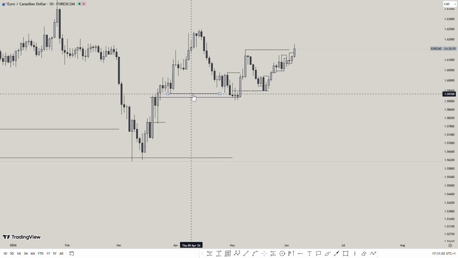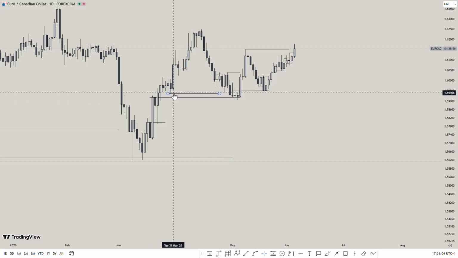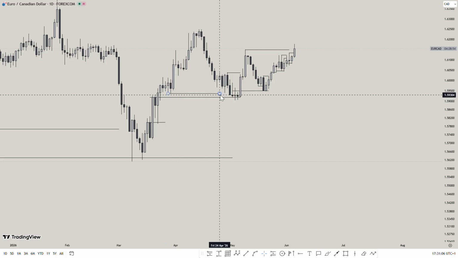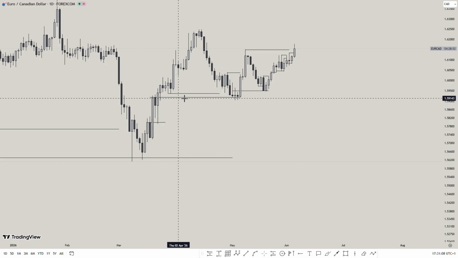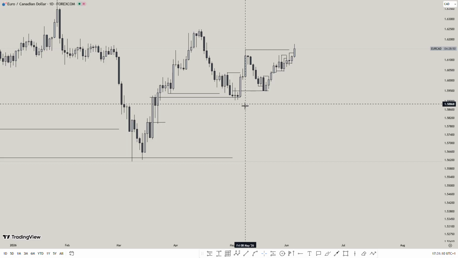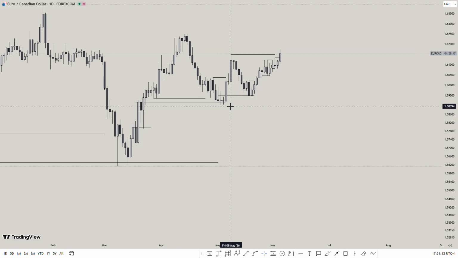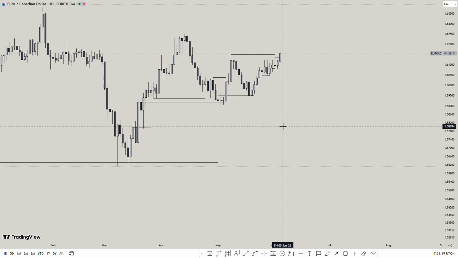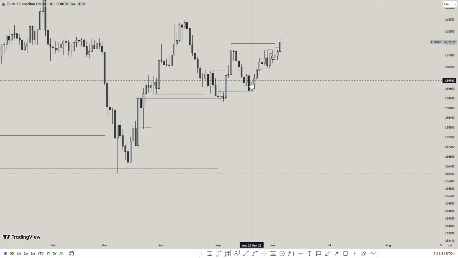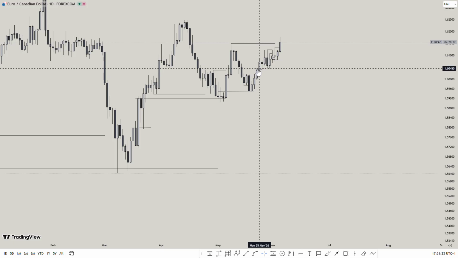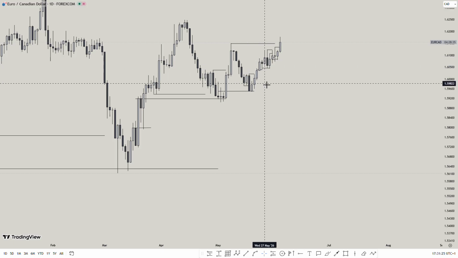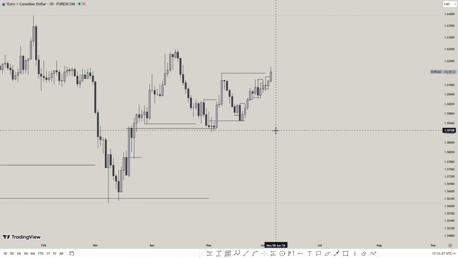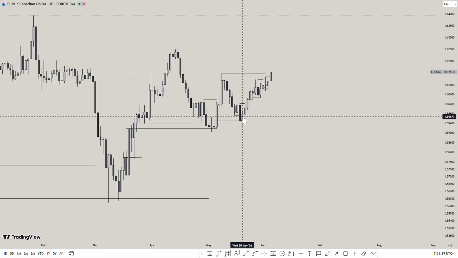We have price sweep the low, this daily low, or this liquidity level, tapped into this daily key level, gave a breakout, broke structure to the upside. And then we have this retracement, and then we now have this continuation starting with this change of character. Okay, so now let's go to the 4 hour time frame.